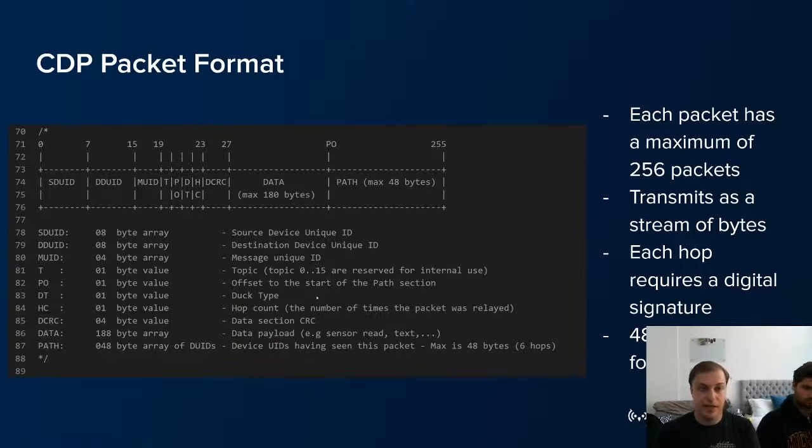So the next is the duck type, so we know what kind of duck sent the message. Then also we have the hop count, so we can keep track of how many hops the message has gone through. So every single time the message hops from one duck to another, this value is incremented by 1.